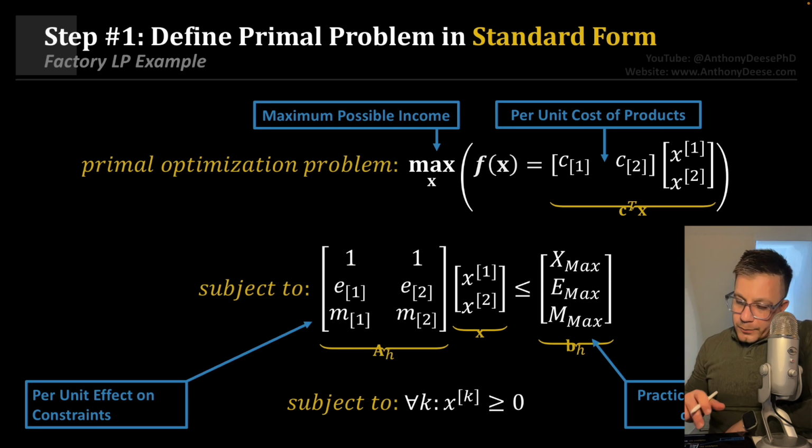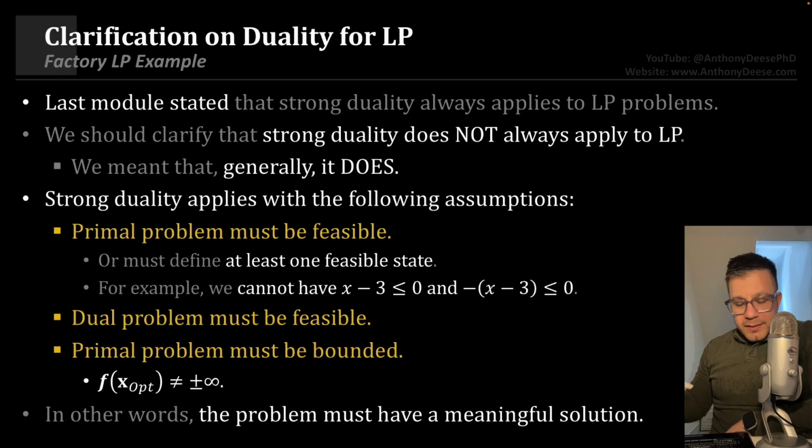Okay, so in the last module, I wanted to make a quick clarification on duality and how it applies to linear programming problems. In the last module, I stated that strong duality always applies to linear programming problems. That's kind of true. It doesn't always apply. What I meant was that generally it does for most practical or meaningful problems.